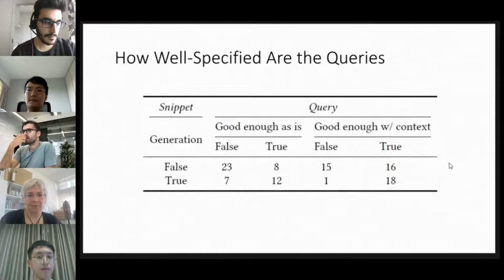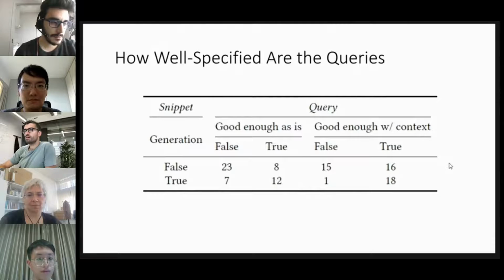Another sub-question is, how well specified are these queries? Here is a confusion matrix of how good the query is on its own, or how good the query is with the context, like user context code, and how they end up being generation or being retrieval. And from this, we can see that natural language queries analyzed are more often than not insufficiently well specified for even a human expert to be able to write code implementing those intents.